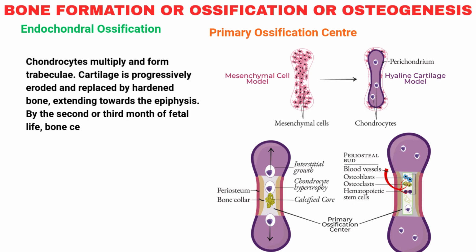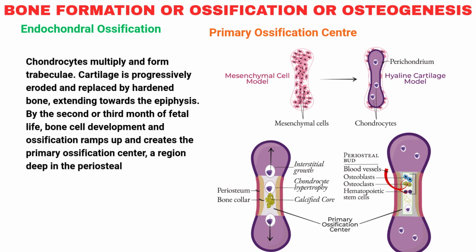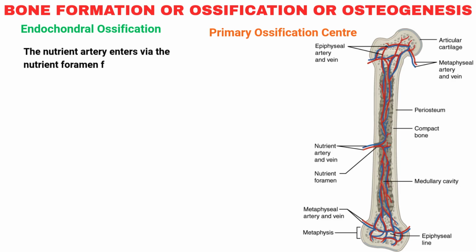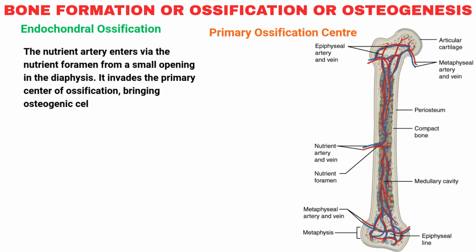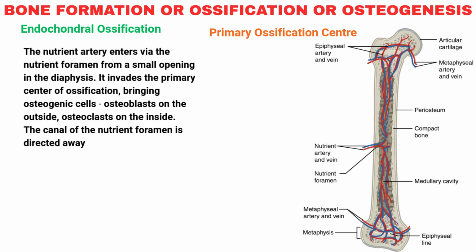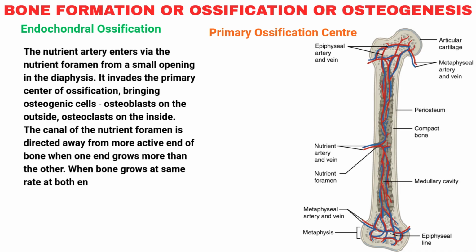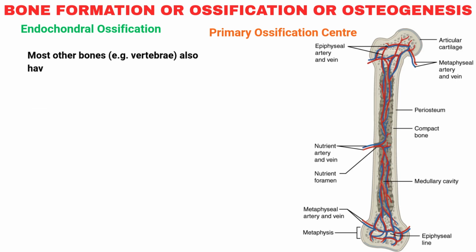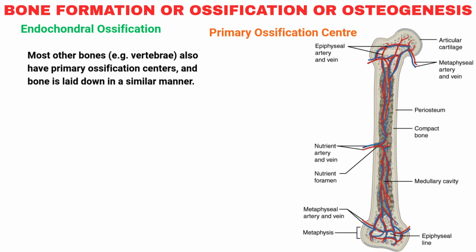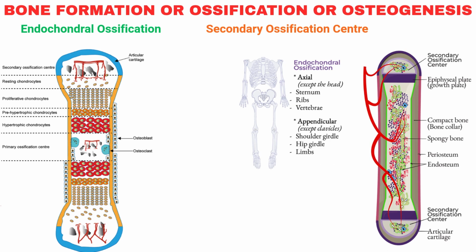By the second or third month of fetal life, bone cell development and ossification ramps up and creates a primary ossification center, a region deep in the periosteum where ossification begins. The nutrient artery enters via the nutrient foramen, a small opening in the diaphysis. It invades the primary ossification center, bringing osteogenic cells, osteoblasts on the outside, osteoclasts on the inside. The canal of the nutrient foramen is directed away from the more active end of bone when one end grows more than the other. When bone grows at the same rate at both ends, the nutrient artery is perpendicular to the bone. Most other bones, for example vertebrae, also have primary ossification centers and bone is laid down in a similar manner. Now we will cover the secondary ossification center.